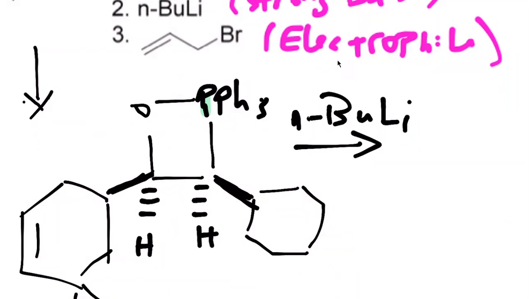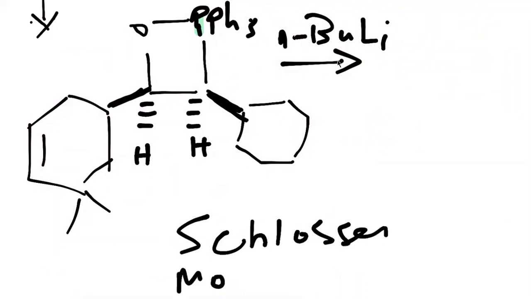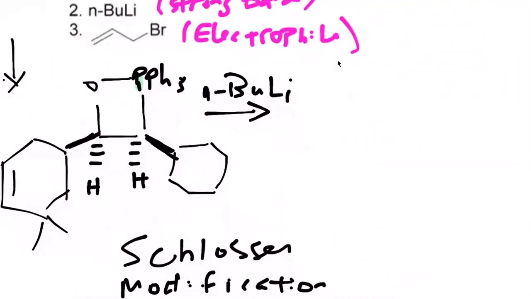All right. So once we get that cis oxyphosphetane treated with butyllithium, that's an example of the Schlosser modification. Remember we talked about this? It's a way to make trans alkenes with aliphatic ylides. All right, so that's going to convert that. I'm just going to cheat and copy it. Oh, no, I won't. I'll write it out. So that's that.